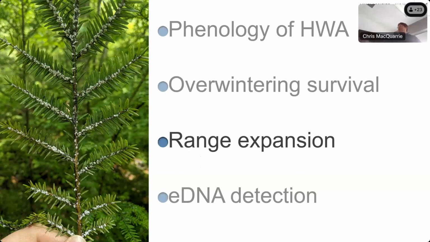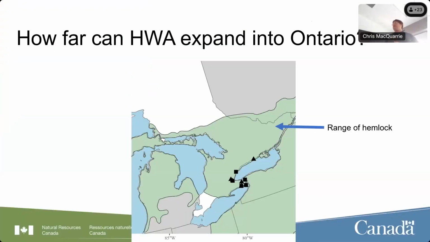Okay, so let's talk a bit about range expansion. One of the questions we have for hemlock woolly adelgid in Ontario is, how far can it spread? This is a question that I've had for a really long time. The green is the range of hemlock, and those are our sites. But where could it go?